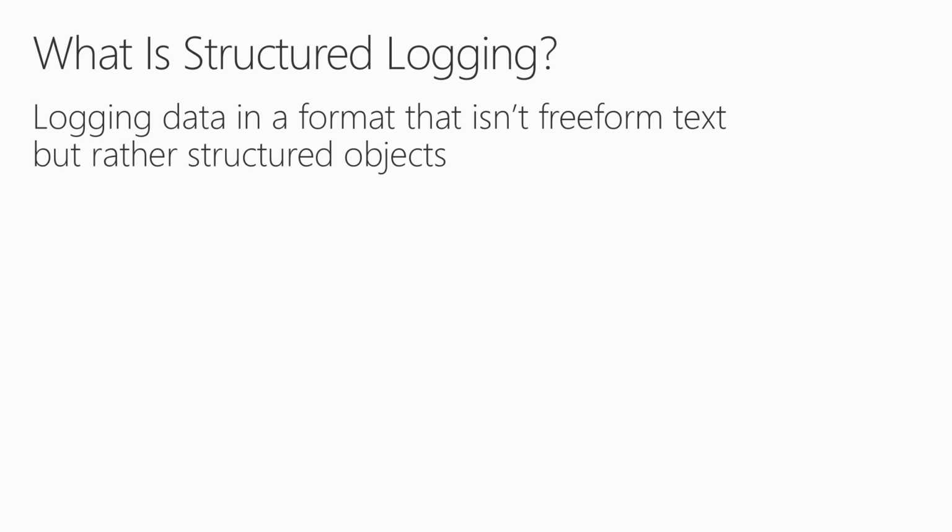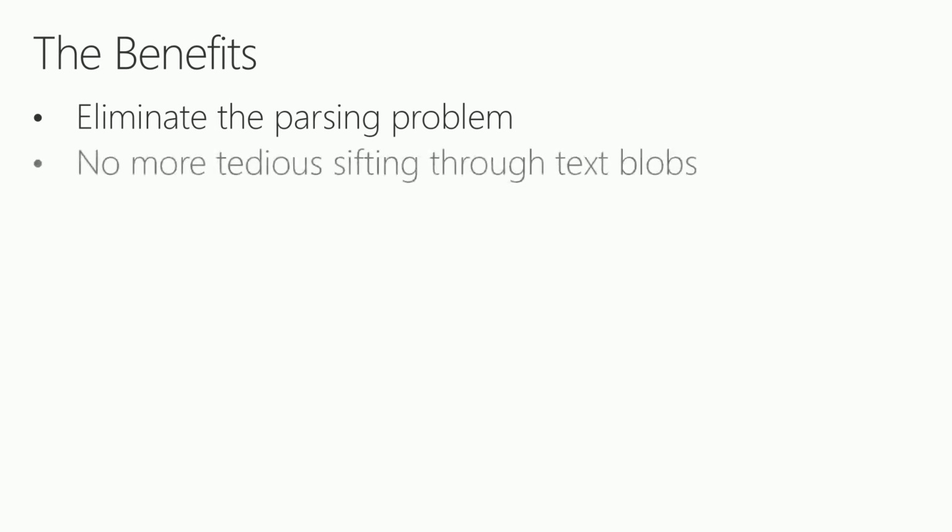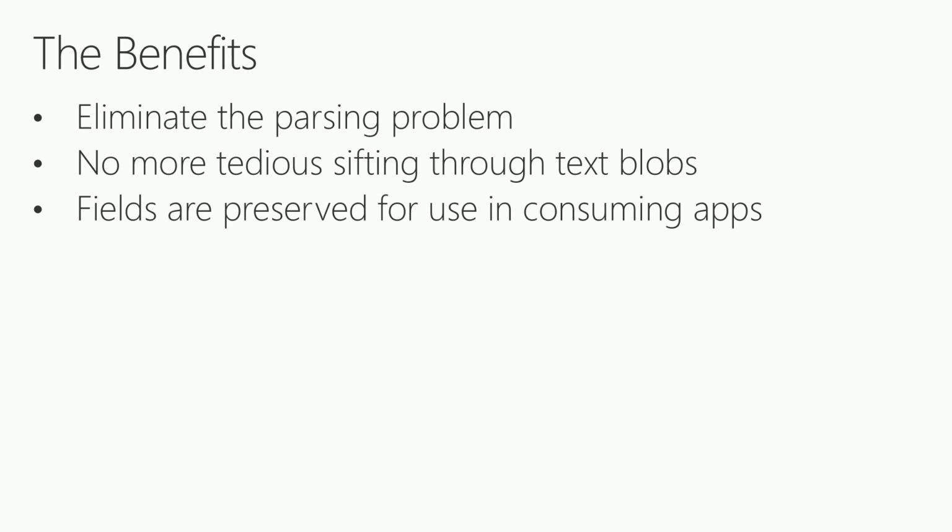Now there are quite a few different benefits for going with something like structured logging. The first, and I kind of already talked about this, is that it eliminates the parsing problem. It means that there's no more tedious sifting through text blobs. It allows you to focus on an individual property or properties that you know you need rather than sifting through one larger chunk. Fields are also preserved for the use in the consuming apps, which means that if you have a specific property you want to monitor on your app, that specific property will also show up in your sink, whether that be Seq or ELK, and I'll talk about those sinks a little bit later.